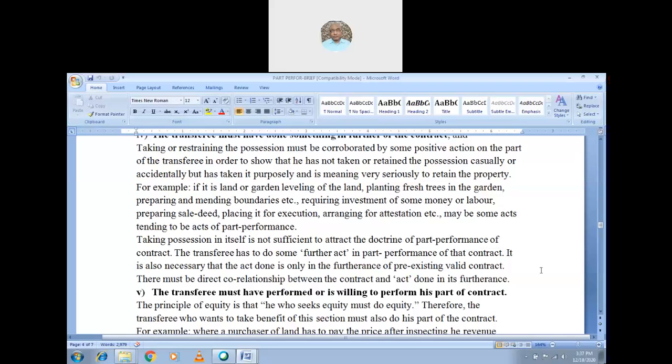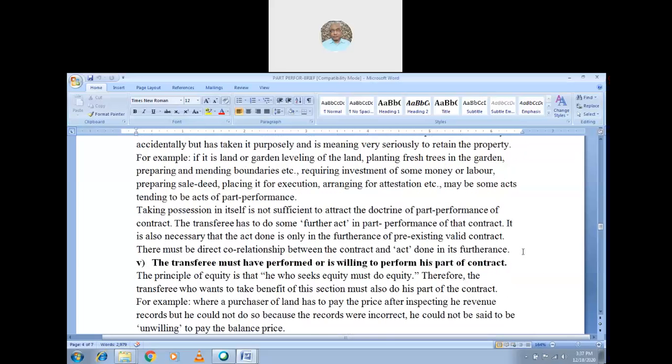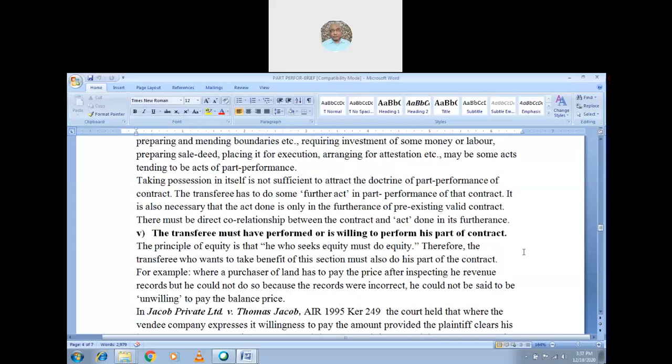It is also necessary that the act done is only in the furtherance of the pre-existing valid contract. There must be a direct correlationship between the contract and act done in furtherance of the contract. So act done in furtherance of the contract also shows that you have an indication that you are going to take the property. Is it clear? It's clear, sir.